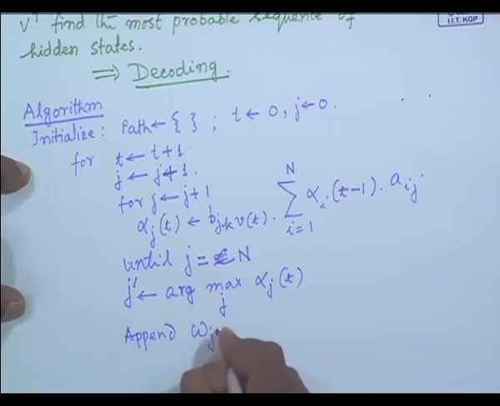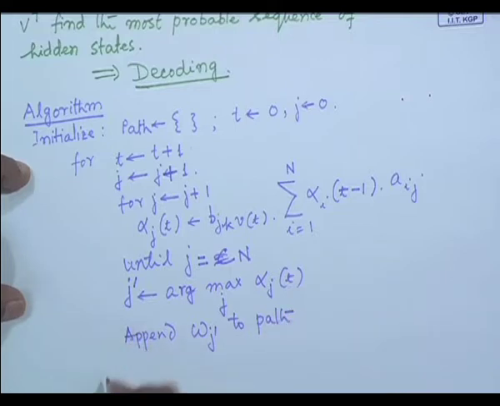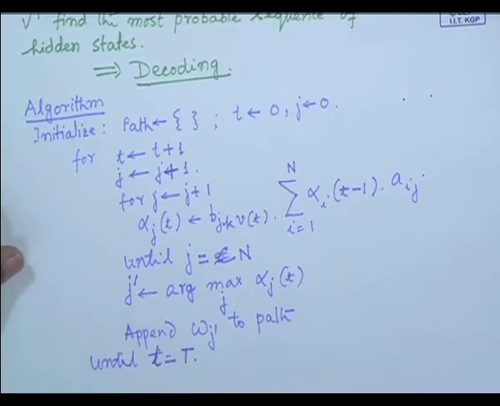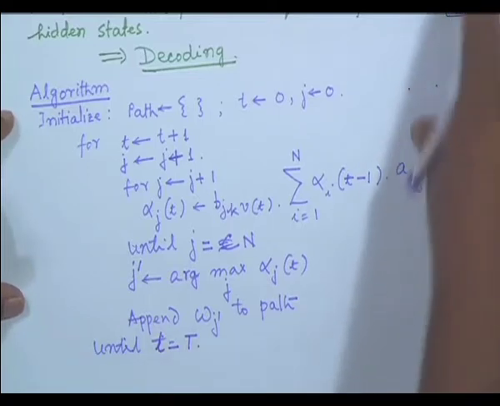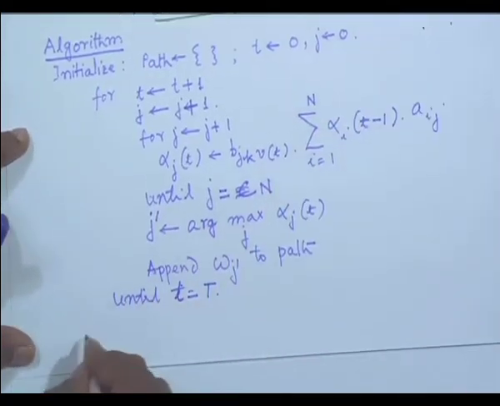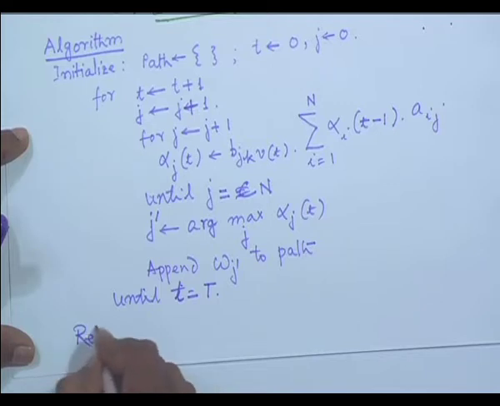Then append omega j hat to path, and you have to repeat this until t becomes equal to capital T, which is the length of the sequence. And at the end of the algorithm, what we have to do is return the path.